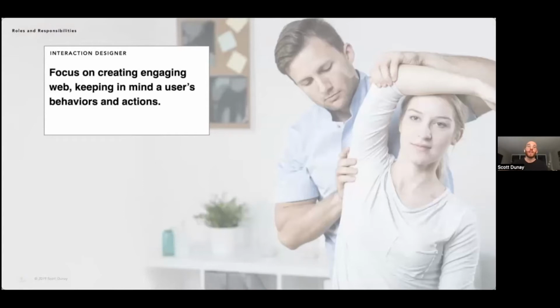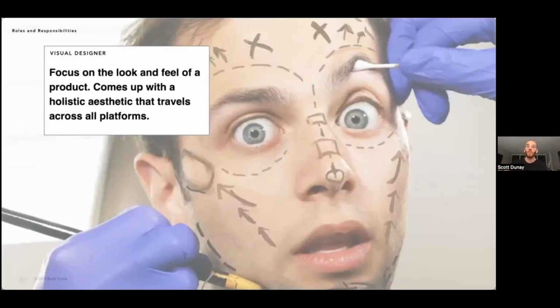Then the interaction designer focuses on creating engaging web experiences, keeping in mind users' behaviors and actions. Remember, this is all oriented around people, around users. Users, I mean, this suggests are people. They're our customers. They are people that will be using your application, your product or service, and they are the target demographic. Visual design focuses on the look and feel of a product, comes up with a holistic aesthetic, and travels across all platforms. In terms of a scalable platform, they are also pertinent to print design too.